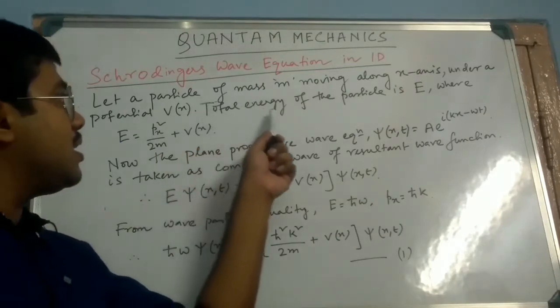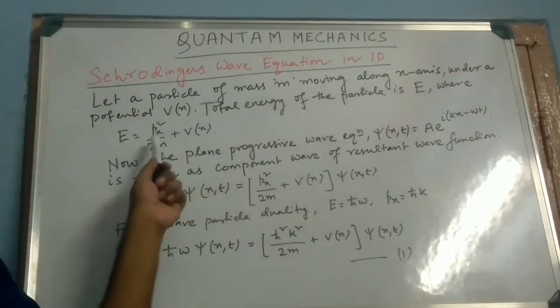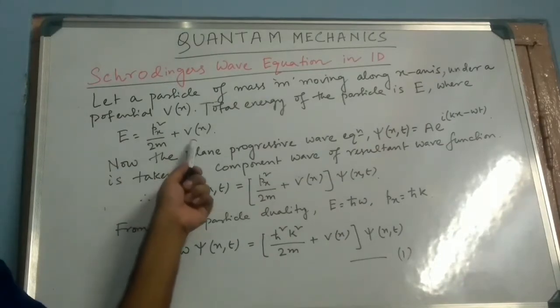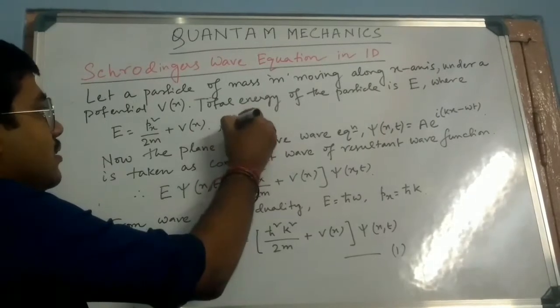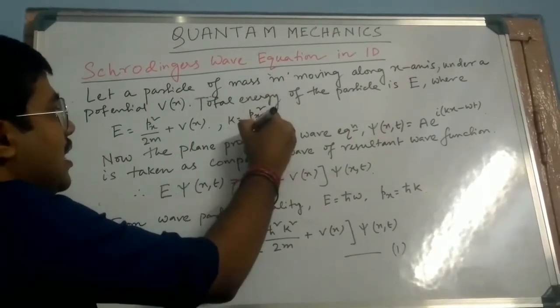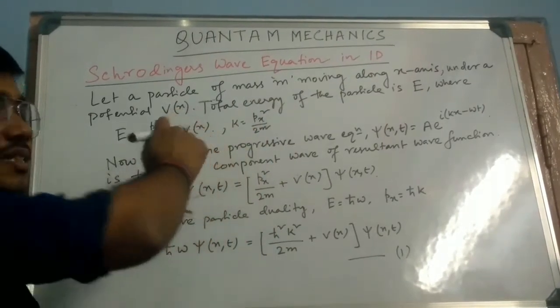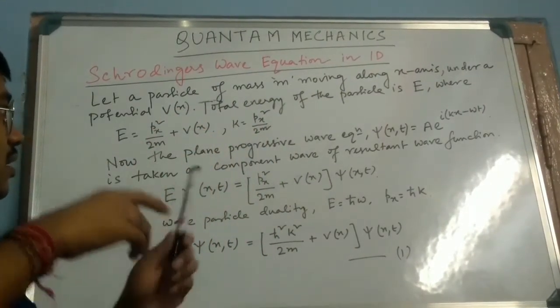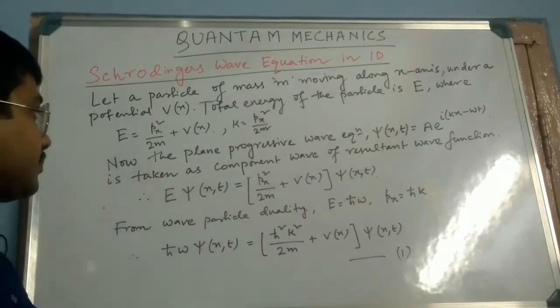Now the total energy of the particle is E, where E is equal to px square by 2m plus V(x). This px square by 2m is the kinetic energy, where px is the momentum of the particle along the x-axis, and V(x) is the potential energy. The addition of the kinetic energy and potential energy gives the total energy E.